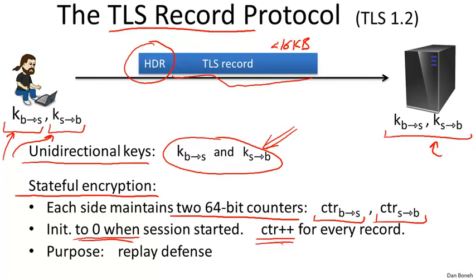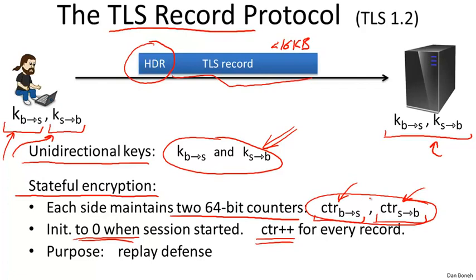These counters are initialized to 0 when the session is first initialized, and they're incremented every time a record is sent. So every time the browser sends a record to the server, it will go ahead and increment this counter. When the server receives that record, it'll go ahead and increment the counter on its side. And when the server sends a record to the browser, it'll go ahead and increment the second counter. And again, when the browser receives this record, it'll go ahead and increment its copy of this counter. So the state, these two counters, exists both on the browser and on the server, and it's updated appropriately as records are sent from one to the other and received by the appropriate side.